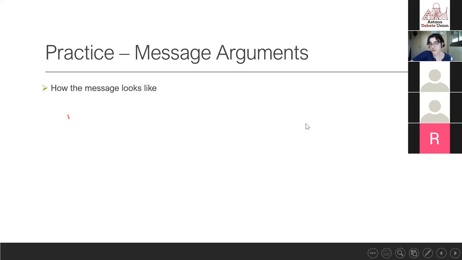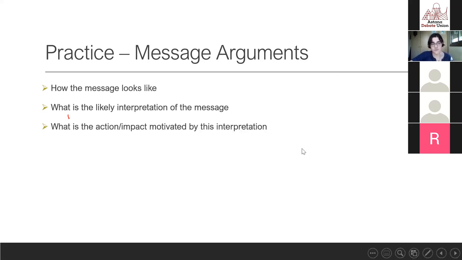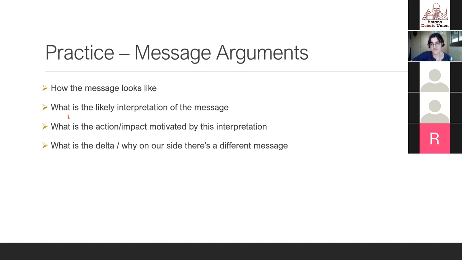The first one is how the message looks. The second one is what is the likely interpretation of the message, why it's likely to be good or bad, or the way that we are aiming for. The third one is what is the action or the impact that this interpretation motivates, what people are likely to do about it, why it's harmful. And then lastly, the delta, or why under our side there is a different message, why are we able to solve it with the absence of this particular message. Any questions so far?